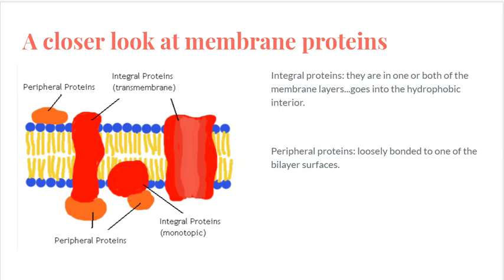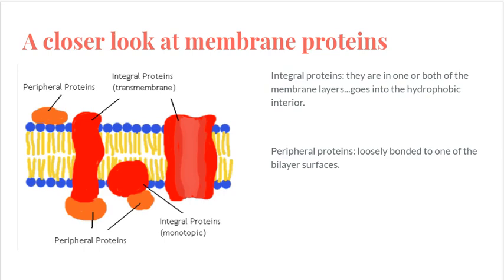So they go either all the way through both layers of the cell membrane, or they at least extend into the interior where the tails are. Then the other type of protein is called a peripheral protein, and this means that they're going to be bonded onto the phospholipid heads. So they're not going to extend into the interior.